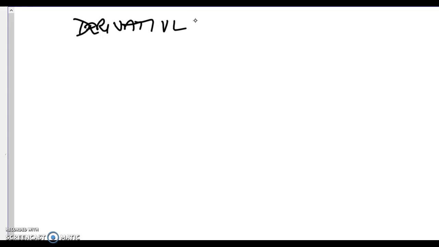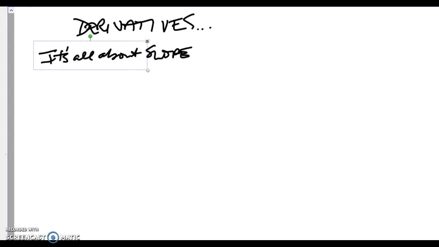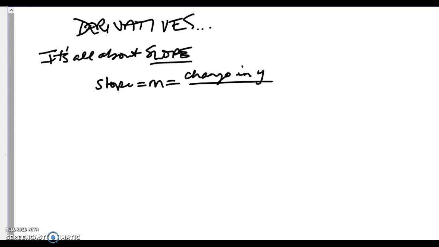When we talk about derivatives, what we're talking about is slope. It's all about slope. Okay? And slope we know. Slope, so far we've always called slope m, is about the change in y, the rise. We're going to write change in y over the change in x. Okay? And we can easily do that, even if we're talking about a curve.